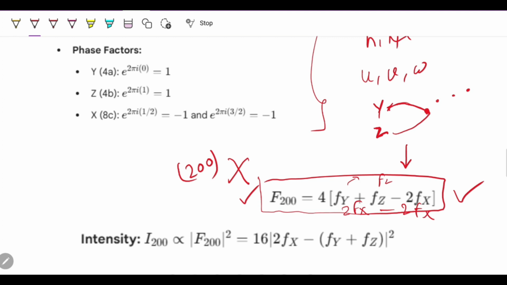So basically, in the Heusler alloy, this 200 peak is not a fundamental peak. It depends on the atomic ordering. If the atoms are at their fixed positions and not swapping, then you will get the 200 peak. Otherwise, there are chances that this peak may not appear in the XRD pattern. That's why it's not a fundamental peak, it's called the superlattice peak.